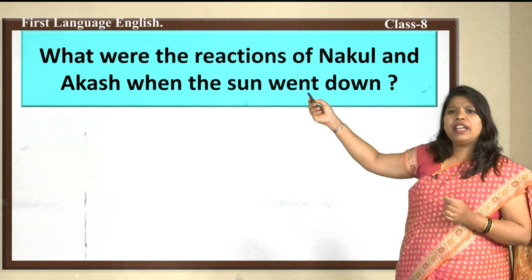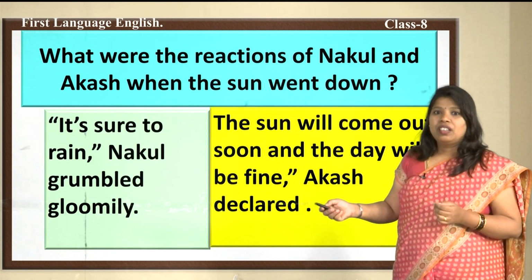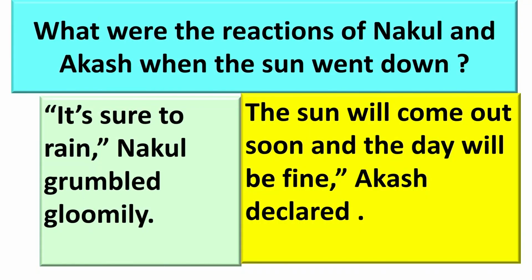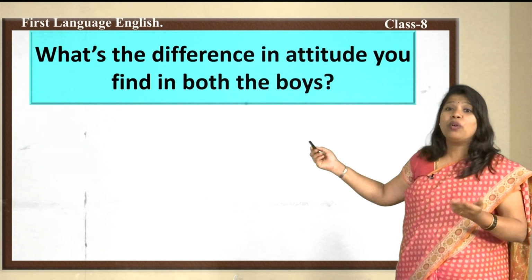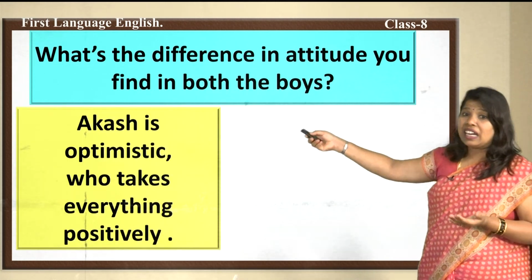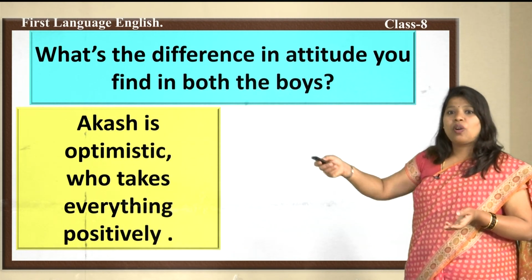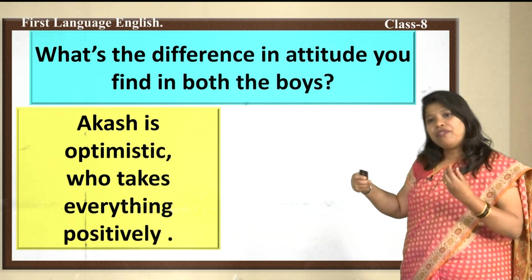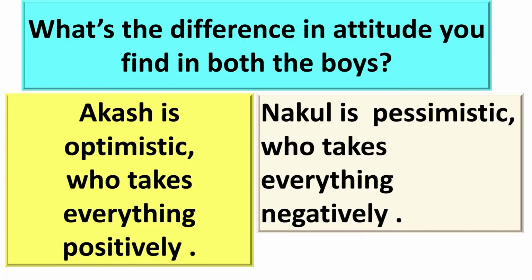Now, what were the reactions of Nakul and Akash when the sun went down? So, it's sure to rain, Nakul grumbled gloomily. While Akash declared, the sun will come out soon and the day will be fine. So, what's the difference in attitude you find in both the boys? So, you can see Akash is optimistic. He is saying the sun is going to come out. So, Akash is optimistic who takes everything positively, while Nakul is pessimistic who takes everything negatively.